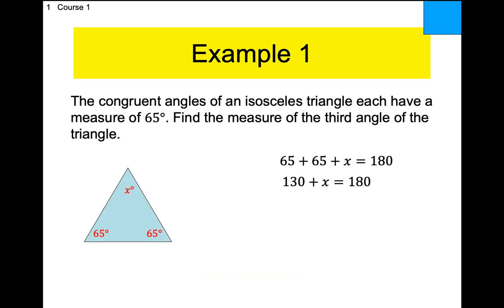And then we would need to subtract 130 from both sides, therefore x is equal to... and you have one easy one. This was not a two-step, this is technically a one-step, because they expected you to already know that 65 and 65 is 130. So this is really just a one-step equation.